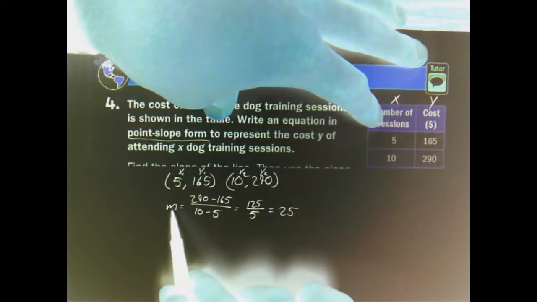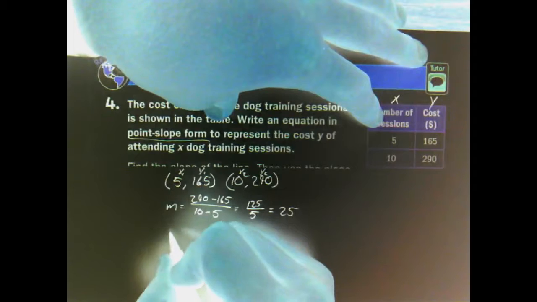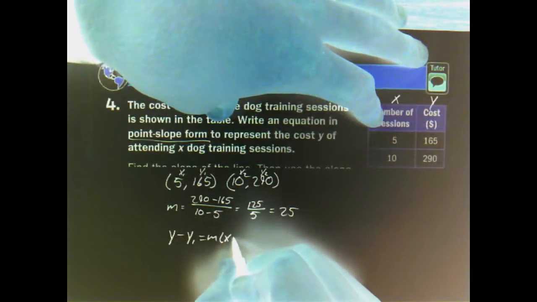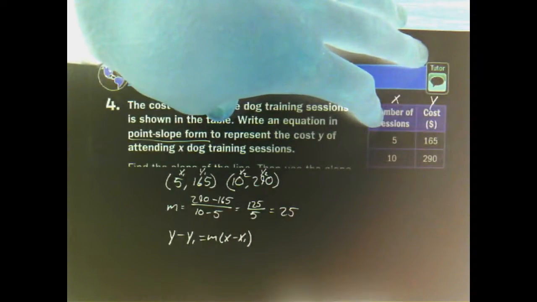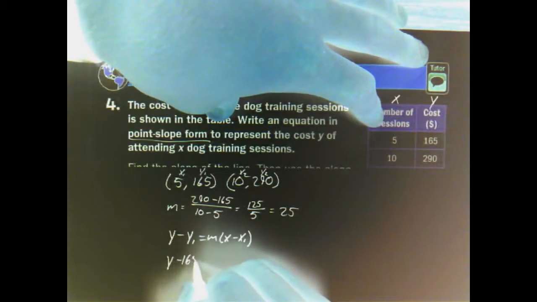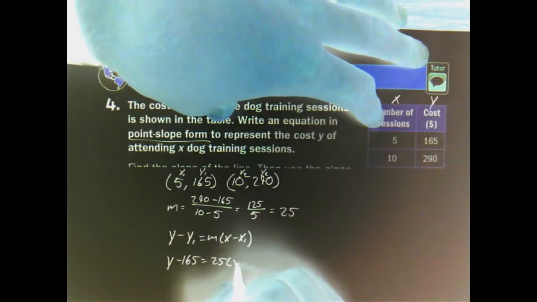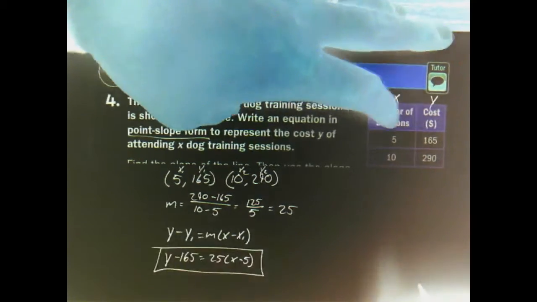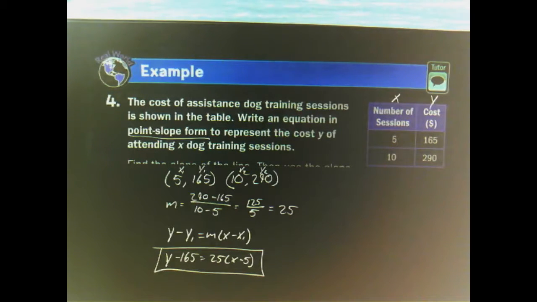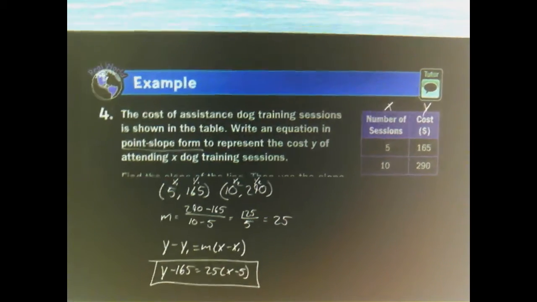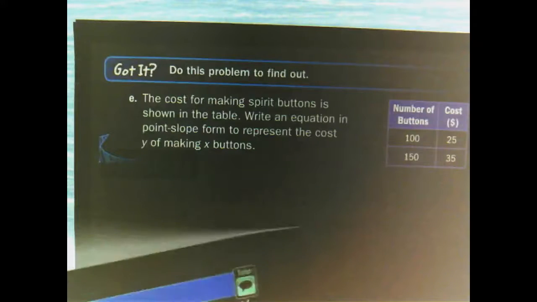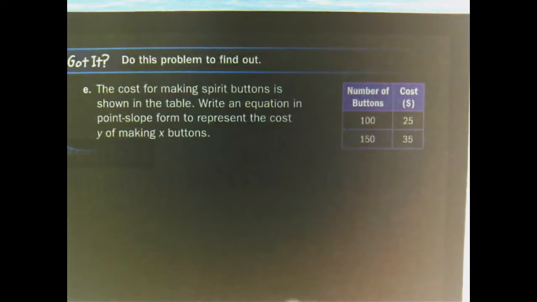I have my slope. I have m. I have x sub 1 and y sub 1. Go ahead and write your equation. Y minus y sub 1 is equal to m times x minus x sub 1. Plug them in. Y minus 165 equals 25 times x minus 5. I have my equation in point slope form. That's all it asks for. I am done. So go ahead and try this last one. It is letter E on your own. Pause the video and I'll be back in a minute to go through that one with you.